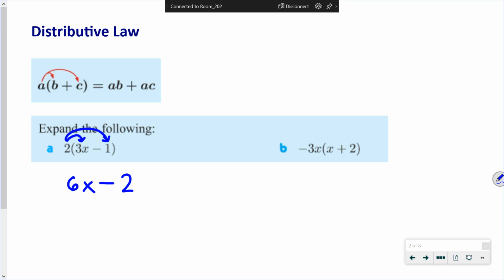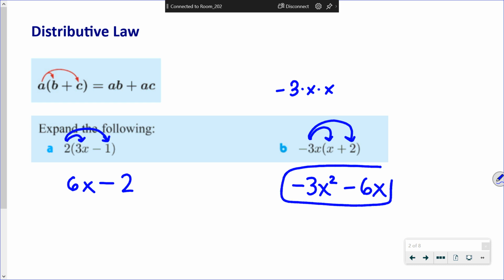The second one's a bit trickier because now the factor that's outside is negative 3x, and then we're multiplying it by an x and by a 2. So negative 3x multiplied by x is going to be negative 3 times x, right? That's what we're asked to do here. And x times x, we know we can shorthand that as x to the second power. So we're going to write this as negative 3x to the second power. That's the simplified version of negative 3x times x. And then we've got a negative 3x times 2, which is going to give us a negative 6x. And this is the expanded version of example B.